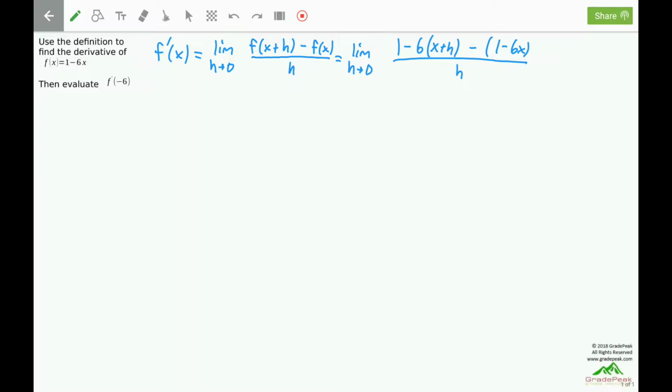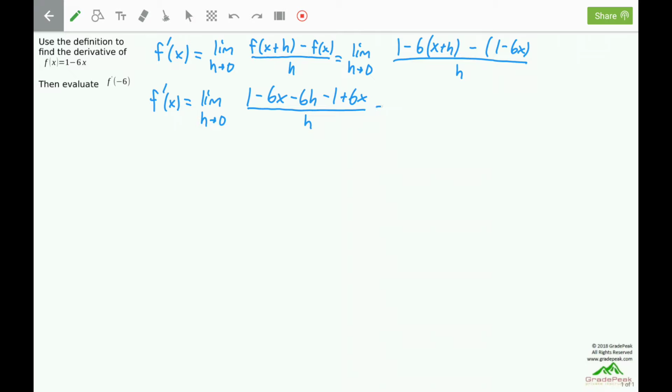Now right now this is the 0 over 0 indeterminate form, and will continue to be until we cancel that h in the denominator. That's always our goal with the definition of the derivative. So we have limit as h goes to 0 of, well, we have power functions here. The first thing I'm going to do is distribute the negative 6 in here and the negative 1 in there. That's going to give me 1 minus 6x minus 6h minus 1 plus 6x, all of this divided by h.